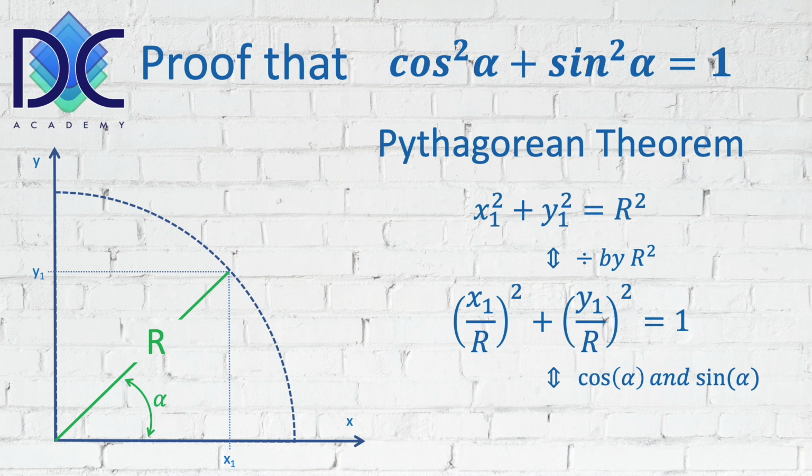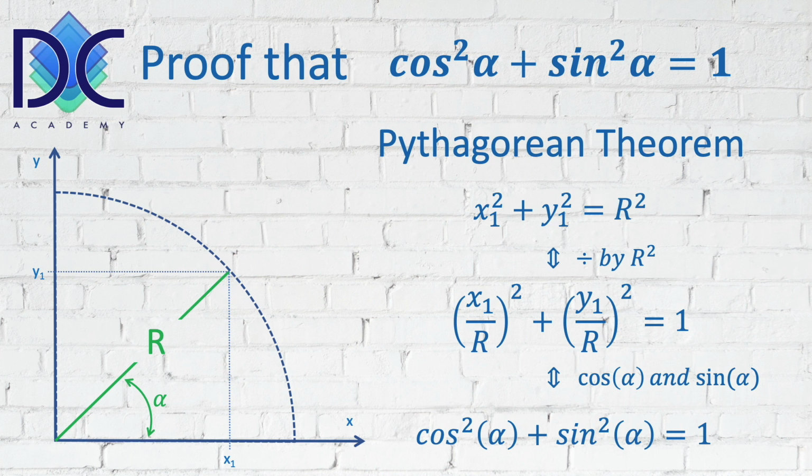And when we replace those, so we have x1 divided by r is cosinus alpha and y1 divided by r is sinus alpha, we basically find that the cosinus to the square of alpha plus the sinus to the square of alpha is equal to 1. And that is basically the proof that we were looking for. We can say we have proven that the expression cosinus square alpha plus sinus square alpha is equal to 1. And this means that it becomes a theorem.